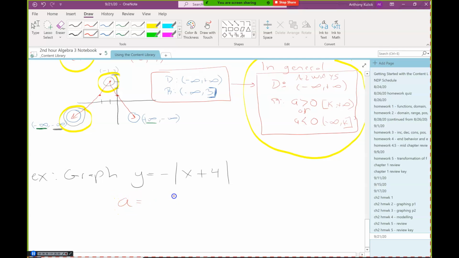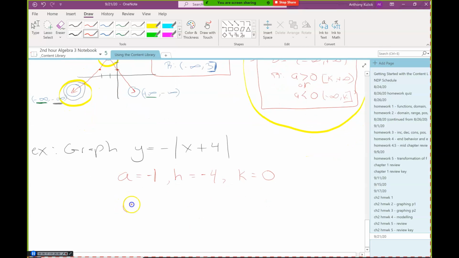First thing we do is identify our values for A. What's my value for A in this problem? Negative 1. Very good. And what's our value for H? Negative 4. And K? 0. Because the H's and K's are being added or subtracted, if you don't see an H or K, those values are 0. Because the A and B are being multiplied, if you don't see an A or B, then they're 1. Is everybody okay there?